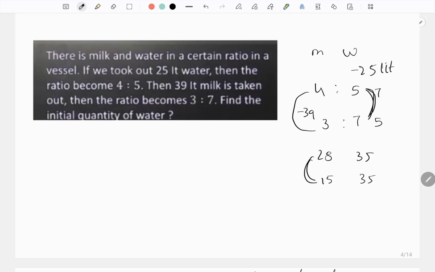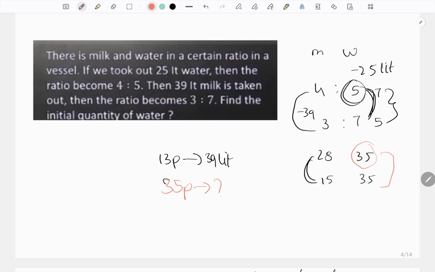Now see, 28 minus 15 is 13 parts. Here I am writing that 13 parts is given as 39 liters. Then they are asking to find the initial quantity of water. The water quantity before is 5 parts, but actually we changed it. Notice that most of the students make this mistake. The initial ratio, we converted it, so now the water quantity is 35 parts. Please don't forget this. 35 parts will be how much? 13 threes are 39, 35 threes are 105 liters.